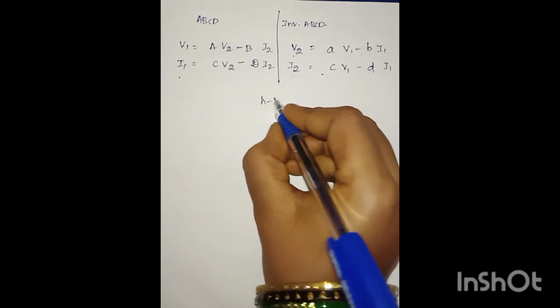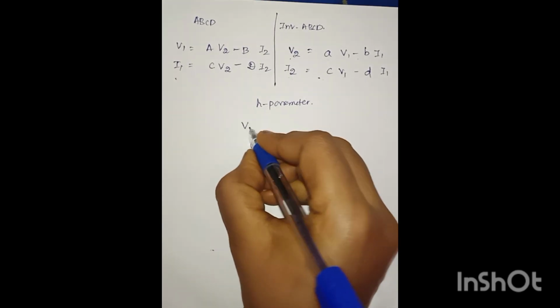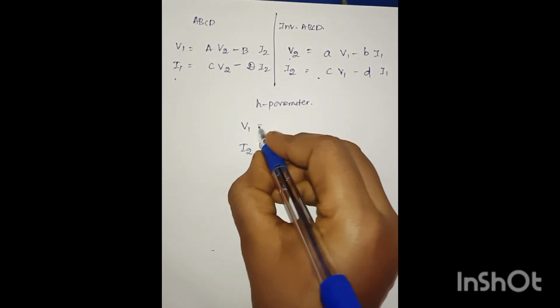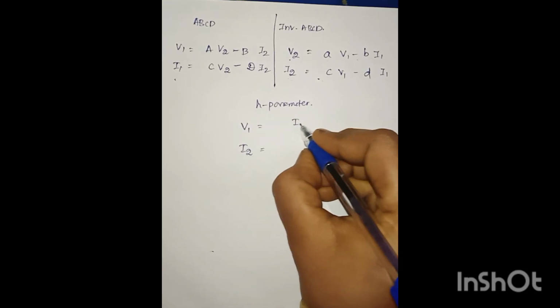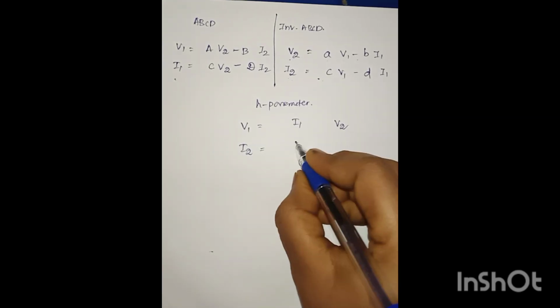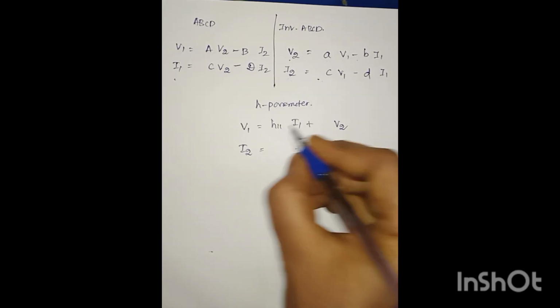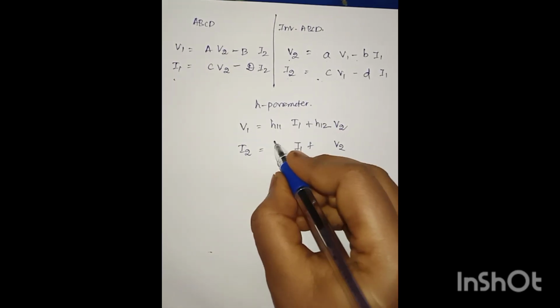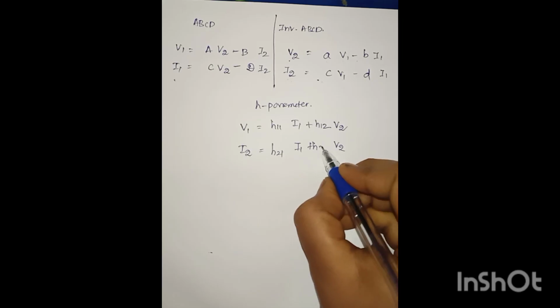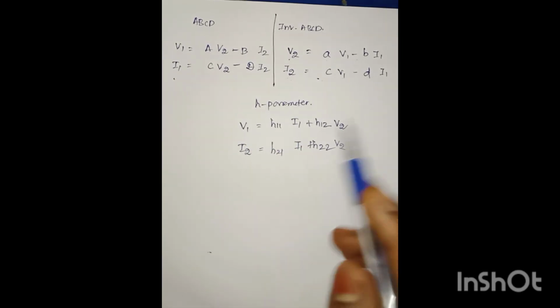Finally, H parameter. Here input voltage and output current are represented in terms of input current and output voltage. Similarly H11, H12, H21, H22. This is the equation form of H parameter.